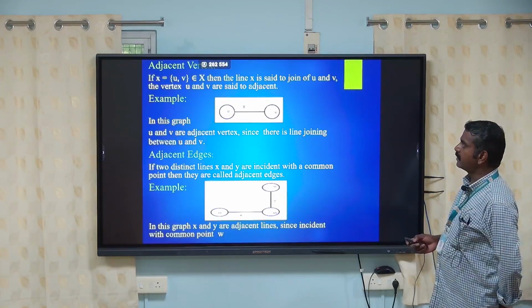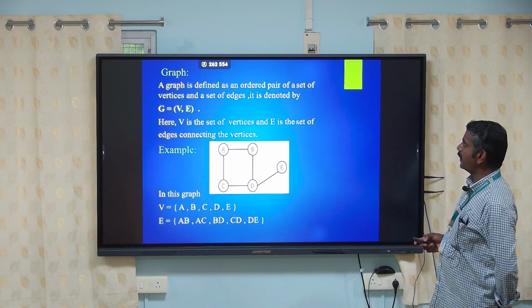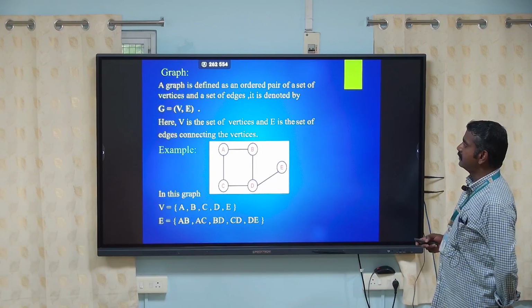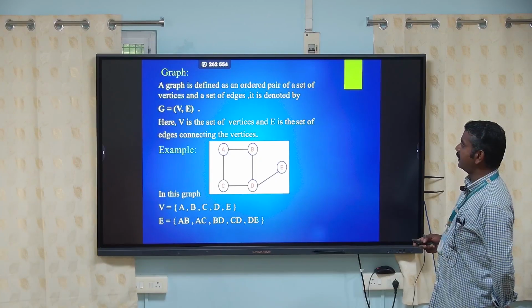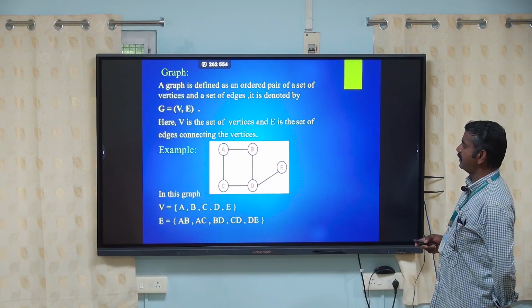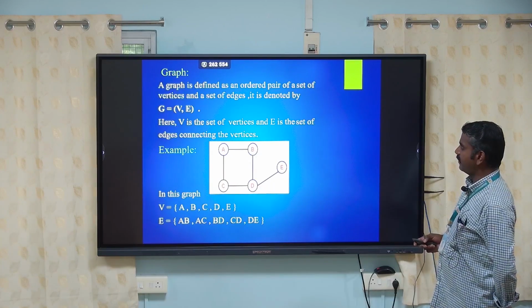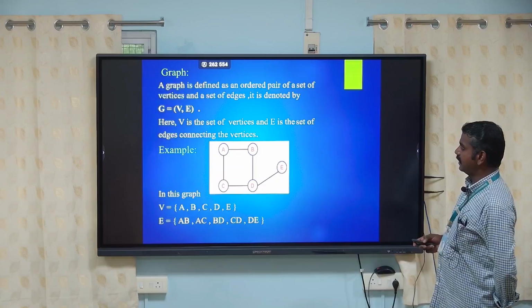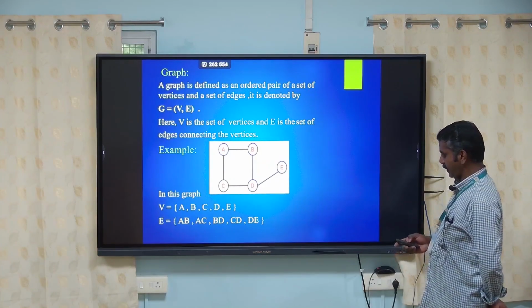Now we are going to see some basic definitions of graph. A graph is defined as an ordered pair of a set of vertices and a set of edges. It is denoted by G equal to (V, E). Here V is the set of vertices and E is the set of edges connecting the vertices. For example, consider the graph with 5 vertices A, B, C, D, E. Here V equal to {A, B, C, D, E}. Edge set E equal to {AB, AC, BD, CD, DE}.